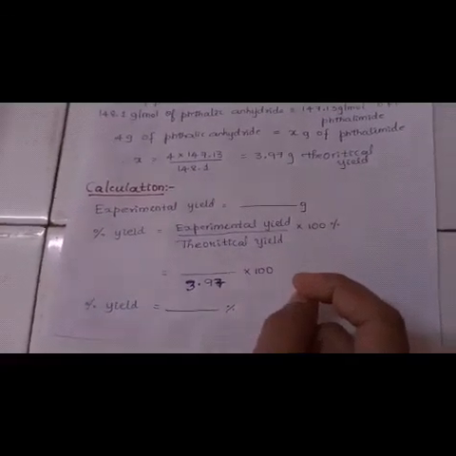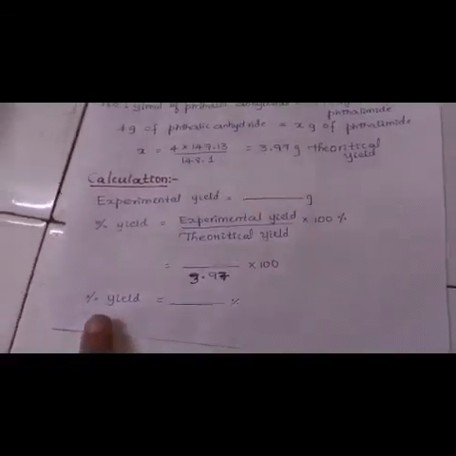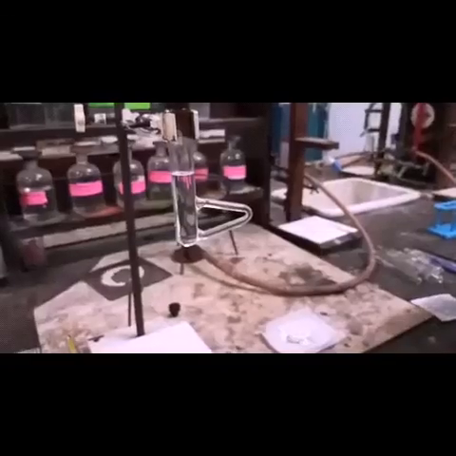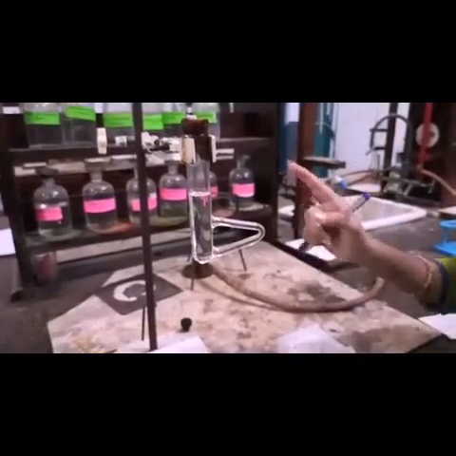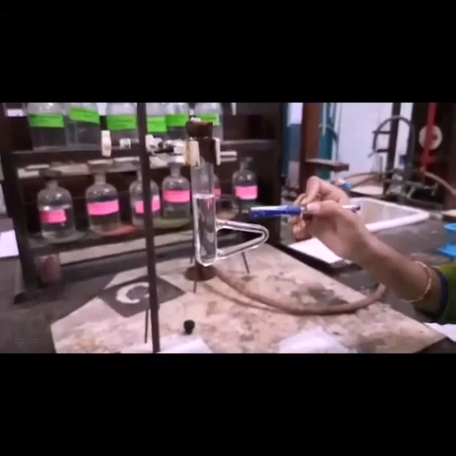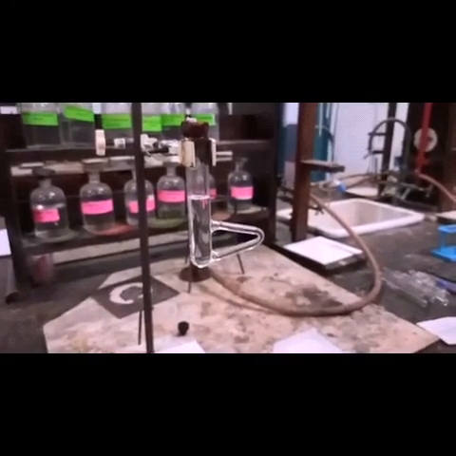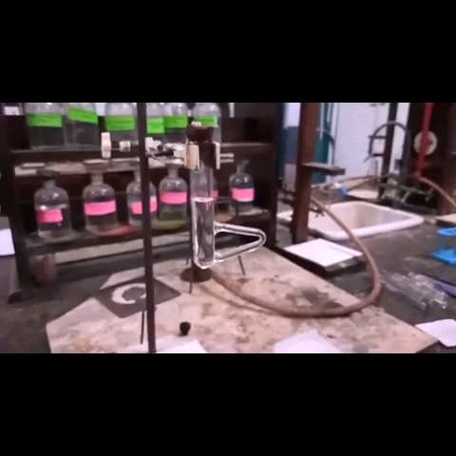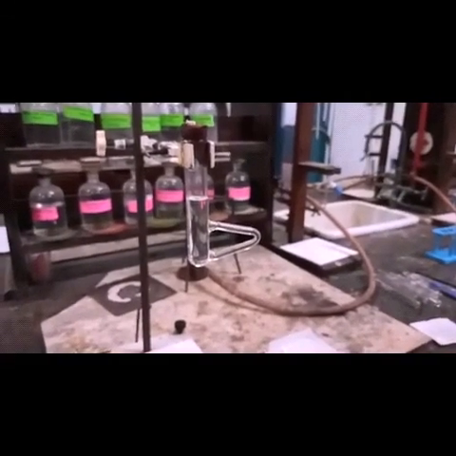Next, we have to calculate the yield in terms of percentage. It can be calculated as experimental yield divided by theoretical yield into 100. After weighing, we need to go for melting point of the compound using Thiel's tube. The temperature at which a solid melts is known as the melting point of that substance. The melting point is a physical property of a solid. This helps to identify a substance.